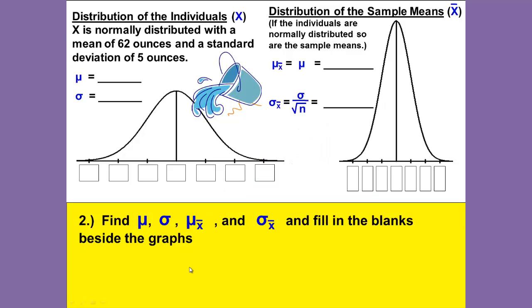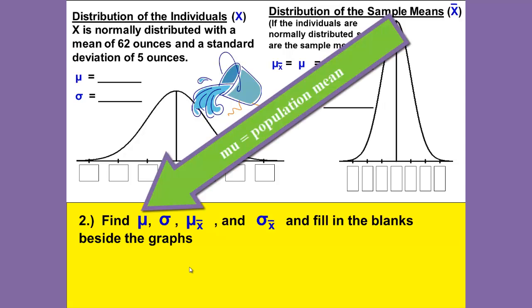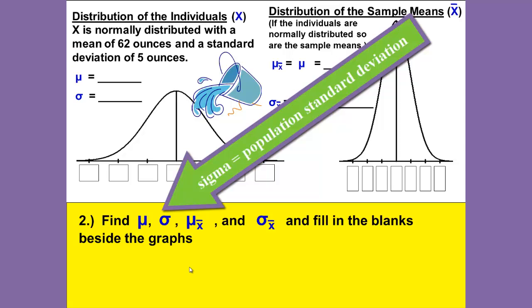We are now ready for step 2 in our example. And before we begin, we need to understand our directions. It asks us to find mu, sigma, mu x bar, and sigma x bar, and to fill in the blanks beside the graph. What do these symbols mean? Mu, the first one, is the population mean. Sigma is the population standard deviation.